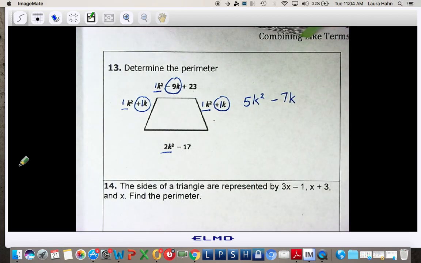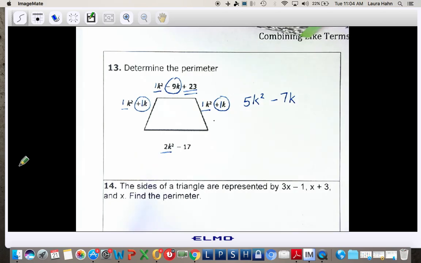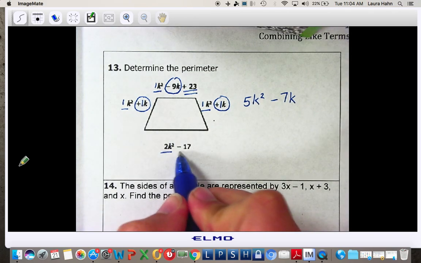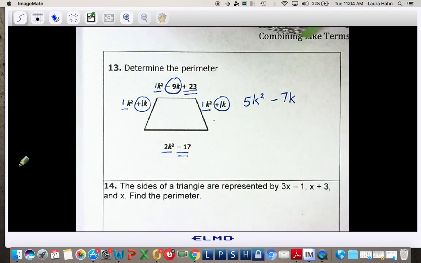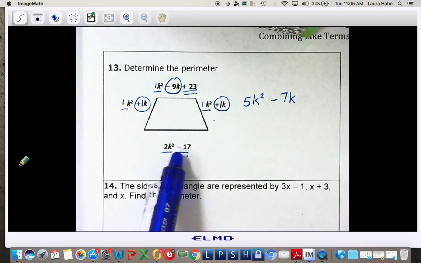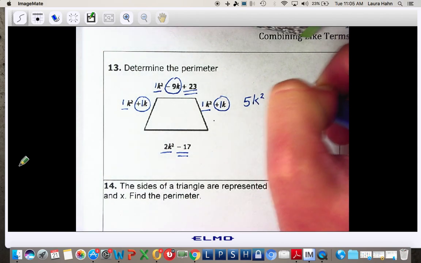All right, last but not least, we have regular numbers. At the top, I have a positive 23. No regular numbers on this side. At the bottom, we have a negative 17. And then no regulars. So I'm going to be adding these two numbers up. So I'm going to take 23, and I'm going to add a negative 17, which is going to give me a positive 6. So I put plus 6.